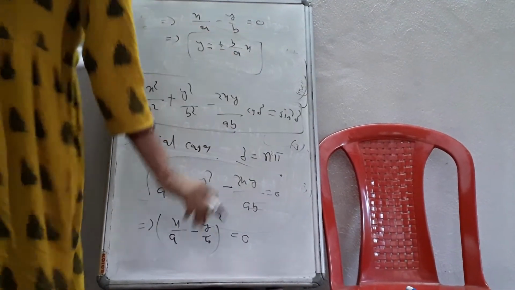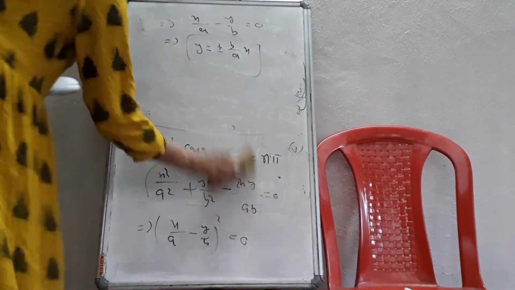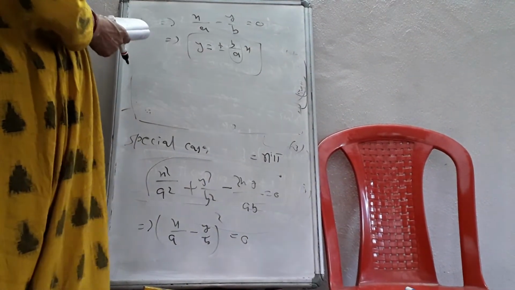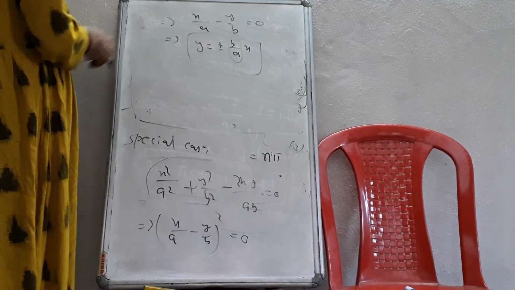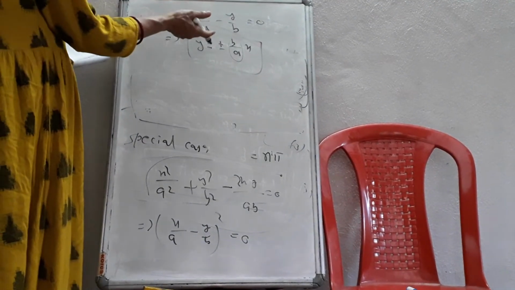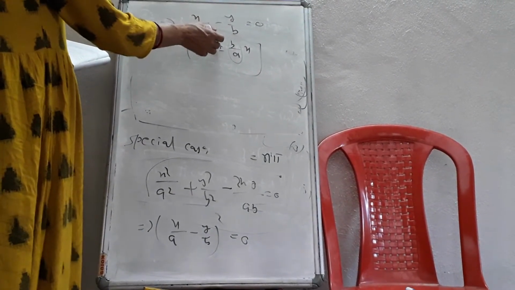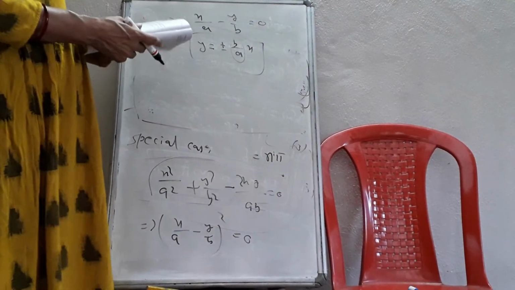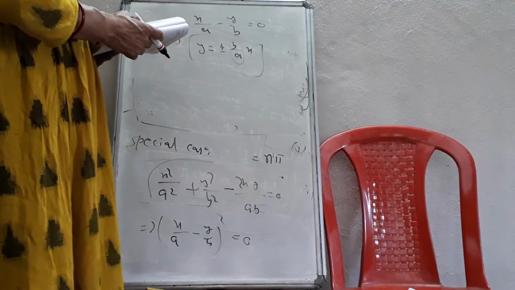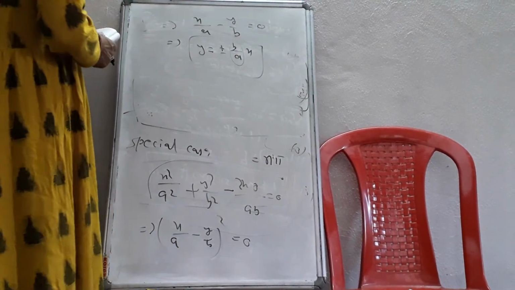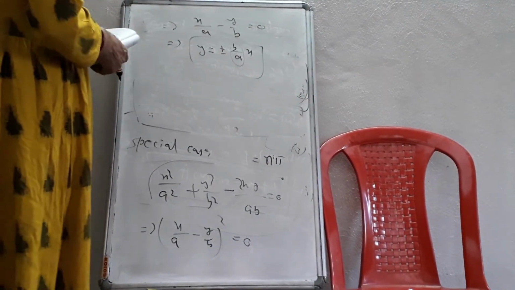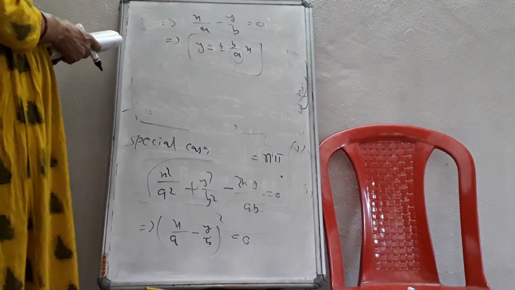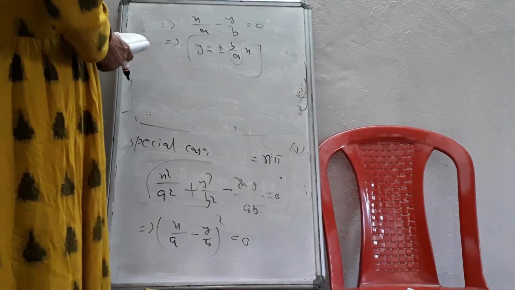So this equation is of the form y equals mx. It represents what? A straight line. When it is plus, the slope is positive, and if it is minus, the slope is negative. So when this phase difference is a multiple of n pi, the emergent light is again a linearly polarized light.